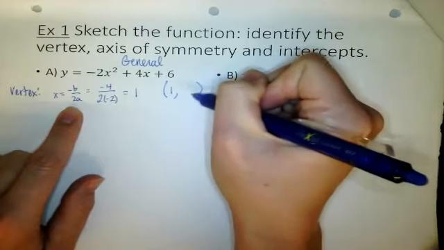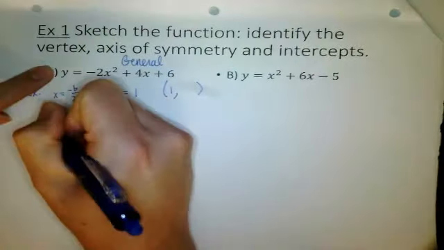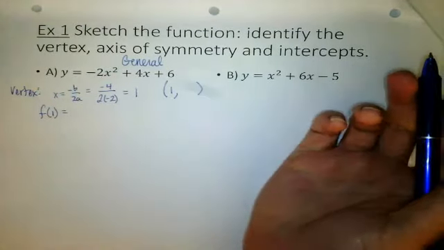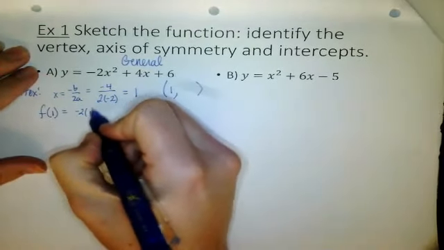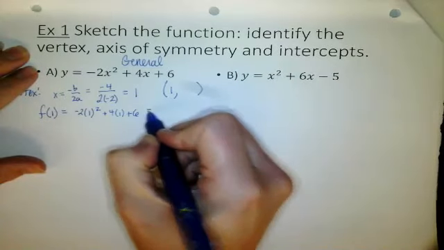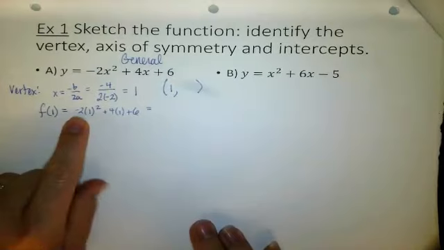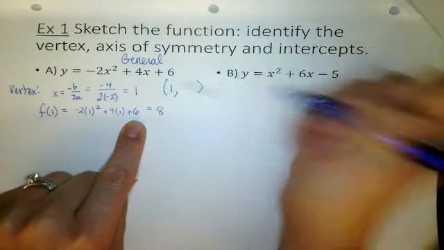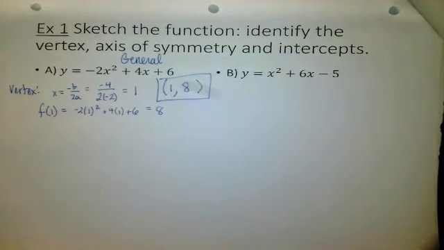How do we figure out the y-coordinate? Yeah, plug the 1 back into your function. So we want to find f of 1. I'm using f for y, doesn't matter. f of 1, so that says plug in a 1. So negative 2 times 1 squared plus 4 times 1 plus 6. 1 squared is 1. So that's negative 2. Plus 4 is 2. Plus 6 is 8. So my vertex is at 1, 8.